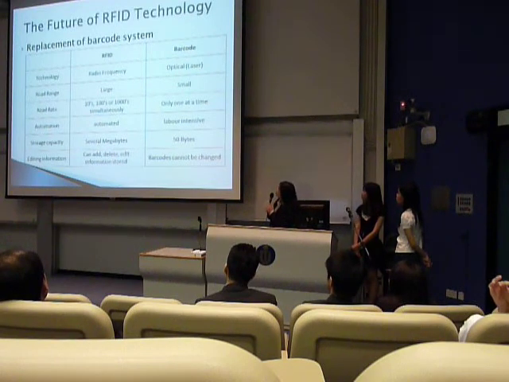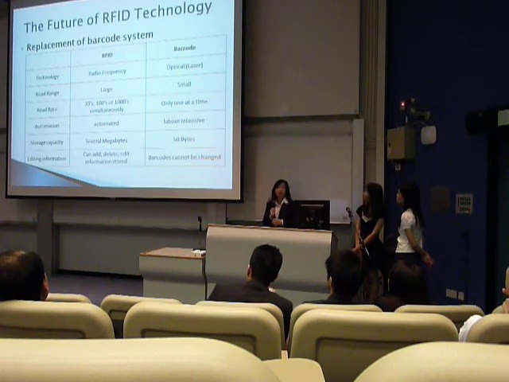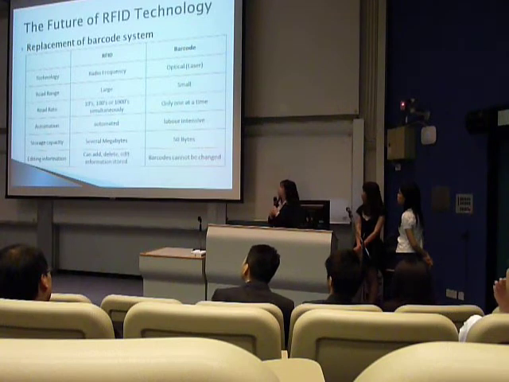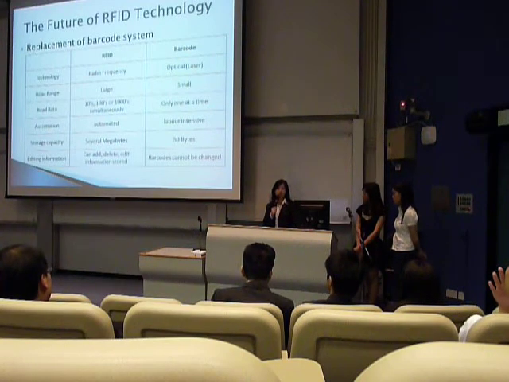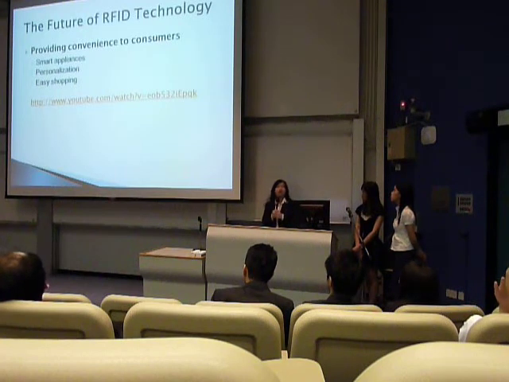Actually, both RFID and barcode are data collection technologies. However, there are more advantages of using RFID than using barcode. For example, in the read range or the read rate, and even in the storage capacity, RFID is better than barcode. Also, the barcode is more labor intensive, and the data cannot be changed on the barcode. So it's likely that RFID will replace barcode one day when it is inexpensive to use.